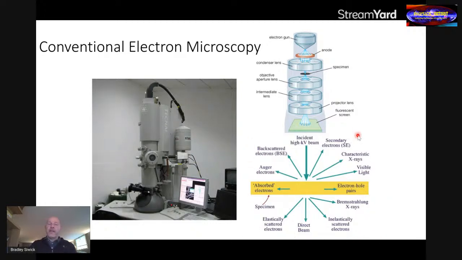interactions between these high energy electrons and the specimen, learn all sorts of things about the nature of the atomic species that make up the sample, right? So, which atom are they on the periodic table? What is their valence state? All sorts of things. It's important to keep in mind that an electron microscope is not only an instrument for making beautiful images of materials.